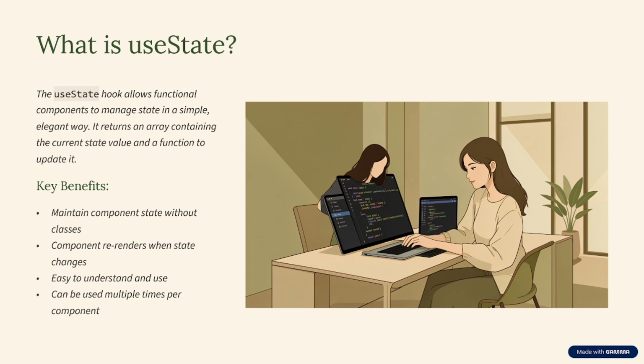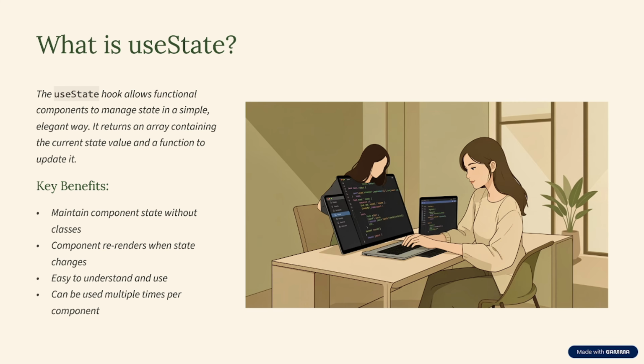What is useState? We will learn briefly about useState now. The useState hook allows functional components to manage state in a simple, elegant way. It returns an array containing the current state value and a function to update it. What this means is one array containing the current value and another being the updating function. We'll learn that with an example so you can understand properly. You can take this definition and keep it as key points.